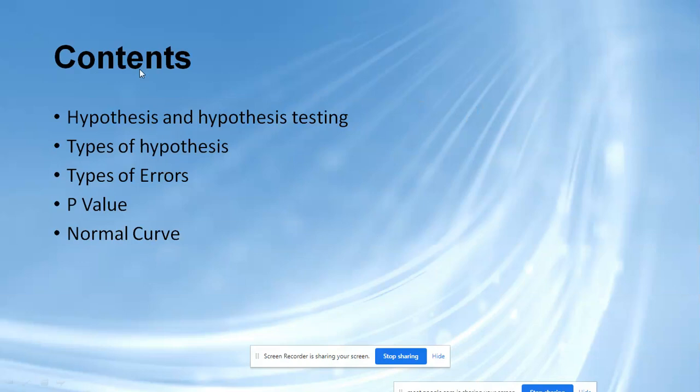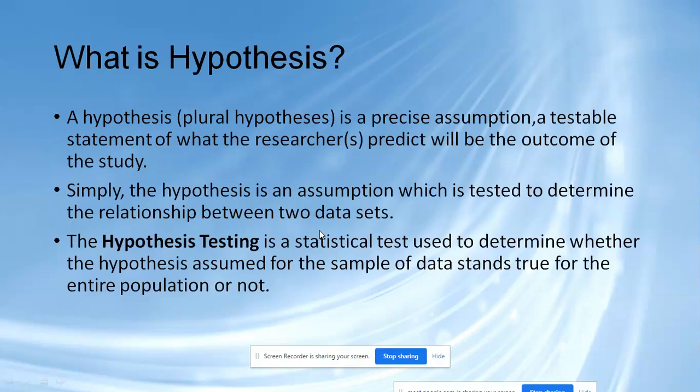So this is our content: hypothesis and hypothesis testing. What are the different types? Then types of errors, p value, and normal curve. There are a few terms which we must know with respect to hypothesis, so those terms also we are going to study and interpret the meaning of.